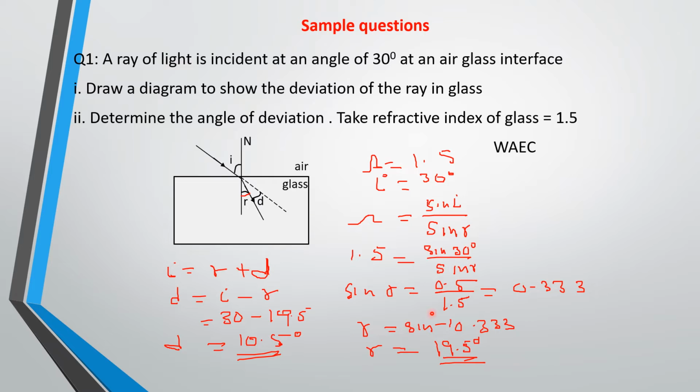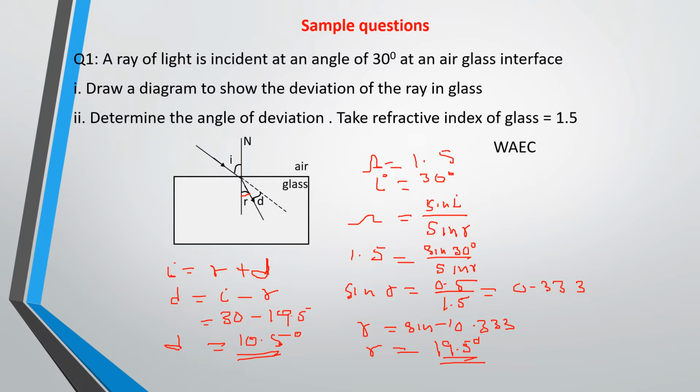I brought this question up so that you see some of the ways that questions are twisted. Questions like this are not too common, but it is good you know what a deviation from the normal course of a ray of light is. This is supposed to be the normal course of the ray, so the ray is deviated because of refraction. The deviation is from this dotted line to this real line. Please take note of that.